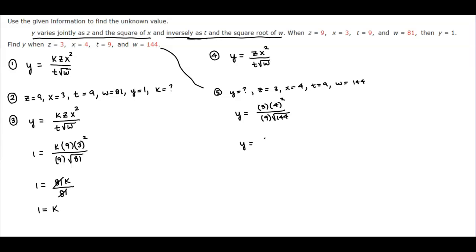So y is going to equal 3 times 4 squared, which is 16. And then this is 9 times the square root of 144, which is 12. And now let's just simplify before we multiply. We know that 3 goes into 9 3 times. And we know that 4 goes into 16 4 times. And we know that 4 goes into 12 3 times. So we have 1 times 4, which is 4, over 3 times 3, which is 9. So y is going to equal 4 ninths.